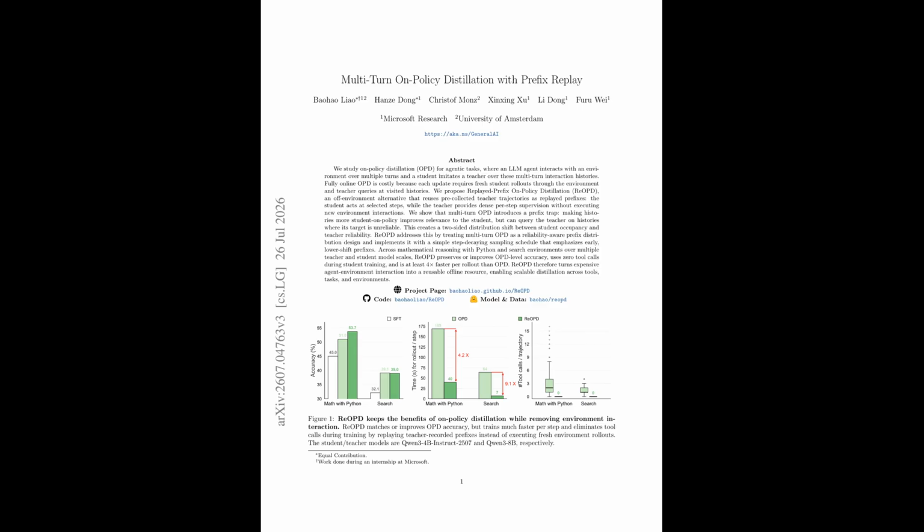But there's a subtle trap here, and this is really the heart of the paper. The authors call it the prefix trap. When you make prefixes fully student on-policy, they're relevant to what the student will actually see at inference. But the teacher may be unreliable when queried on those weird student-induced histories because they're far from where the teacher itself would ever go. Conversely, when you use teacher-forced prefixes, the teacher's advice is trustworthy, but the histories don't match what the student would encounter on its own. This is a two-sided distribution shift, and it's fundamentally different from the usual on-policy story.